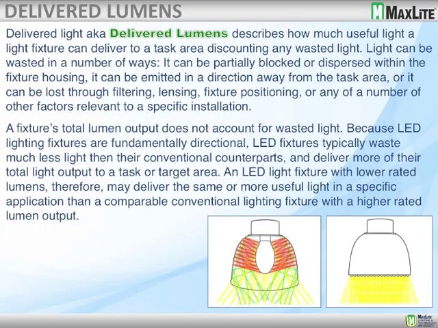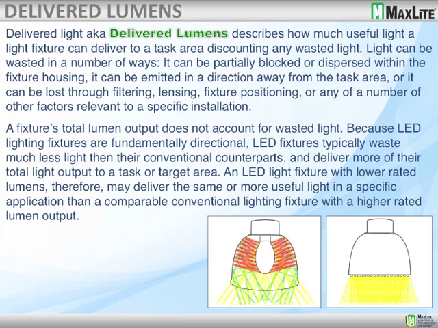Delivered light, aka delivered lumens, describes how much useful light a light fixture can deliver to a task area, counting any wasted light. Light can be wasted in a lot of ways. It can be partially blocked by a poorly designed fixture. It can be emitted in a direction away from the task area, or it can be lost through filtering, lensing, fixture positioning. There's lots of ways to lose light. A fixture's total lumen output does not account for the wasted light.